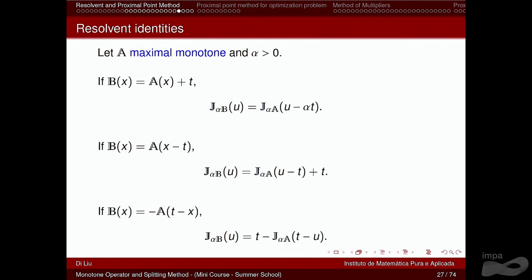And we also have some resolvent identities. For example, if we have a maximal monotone operator A, and we take a shift outside, a shift inside, a scaling, an inverse, a reflection, or an inverse outside, then the operator B in these cases is still maximal monotone, and the resolvent of B relies on the resolvent of A with just some modification, okay? You can check them very easily with the definition of the resolvent.